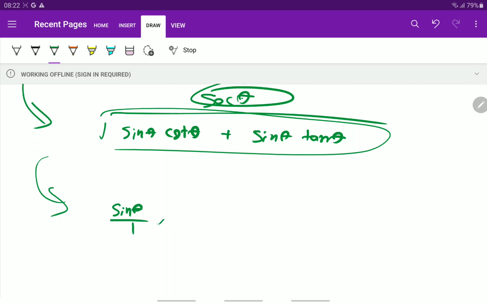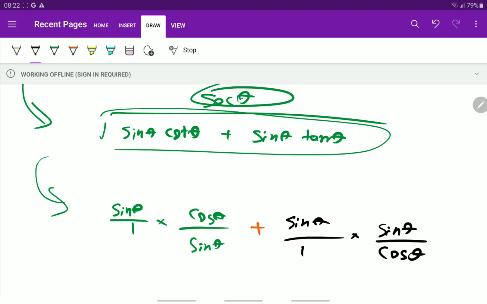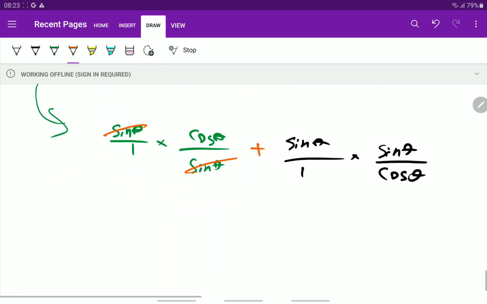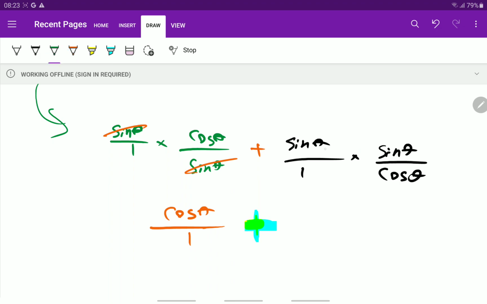We can write sine theta over 1 multiplied by cot, which is just 1 over tan theta, or, as we know it better, cos theta over sine theta. And then we are adding it to sine theta, which is again sine theta over 1 times tan theta, which is sine theta over cos theta. So what we can clearly do here is cancel out some terms very easily. We can cancel these out, and here we have cos theta over 1, and then the plus symbol, for this side, which is sine squared theta over cos theta.